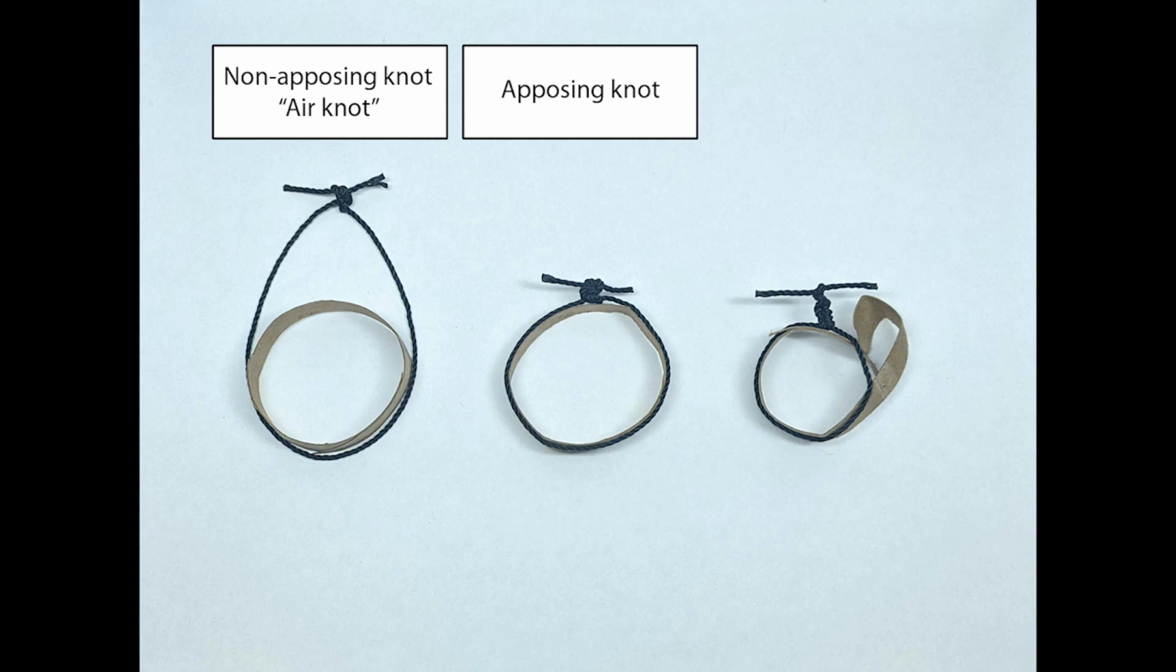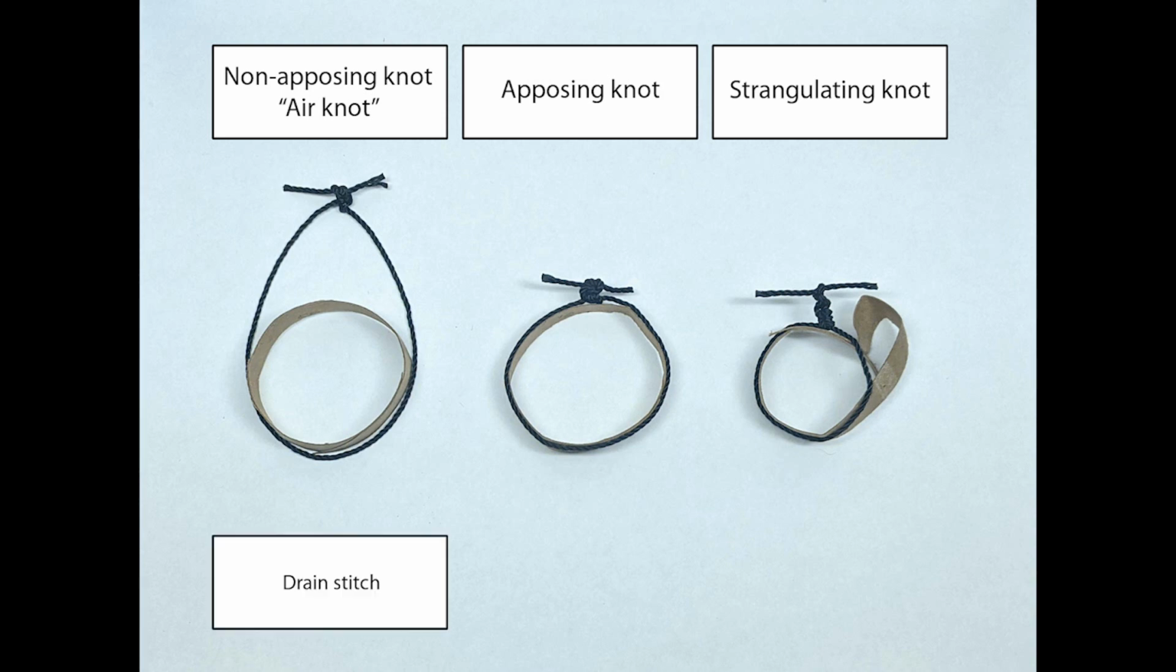The knot on the right is an example of what we will refer to as a strangulating knot. Here the loop, again highlighted in blue, is so taut that it has narrowed the lumen of the cardboard cylinder, and a portion of the wall of the cardboard cylinder has been contorted outside the perimeter of the loop to accommodate its tautness. Importantly, each of these types of knots are useful in different scenarios. For example, the non-apposing knot might be used when creating a drain stitch. An apposing knot might be used when closing an enterotomy, and a strangulating knot might be used when ligating an artery.